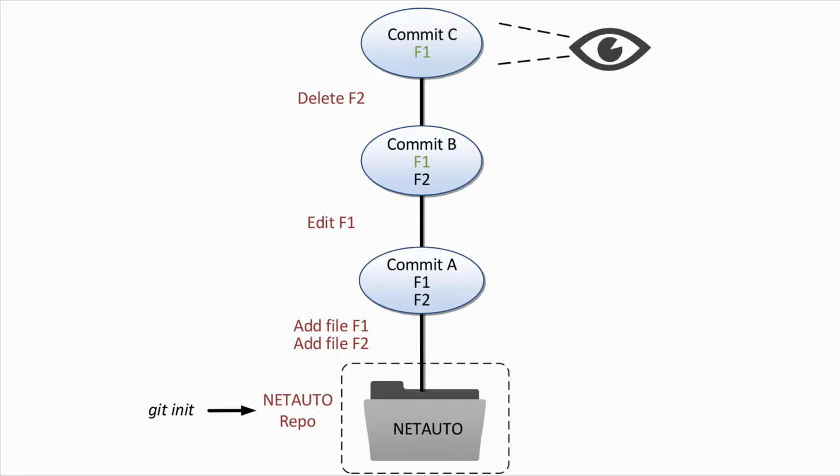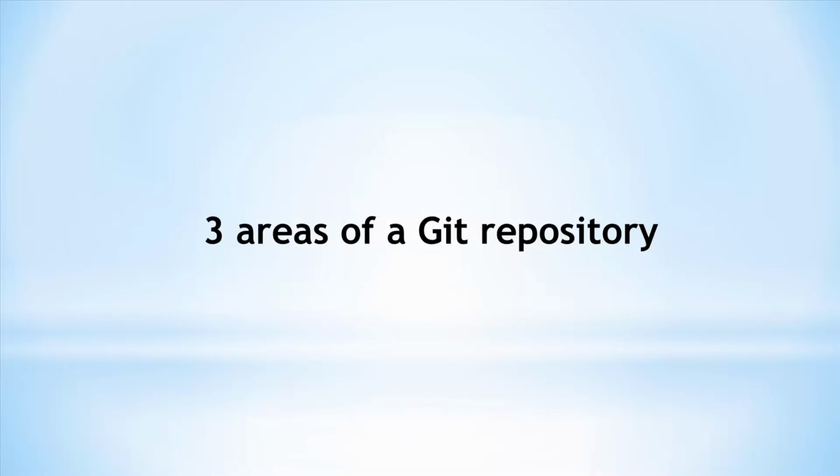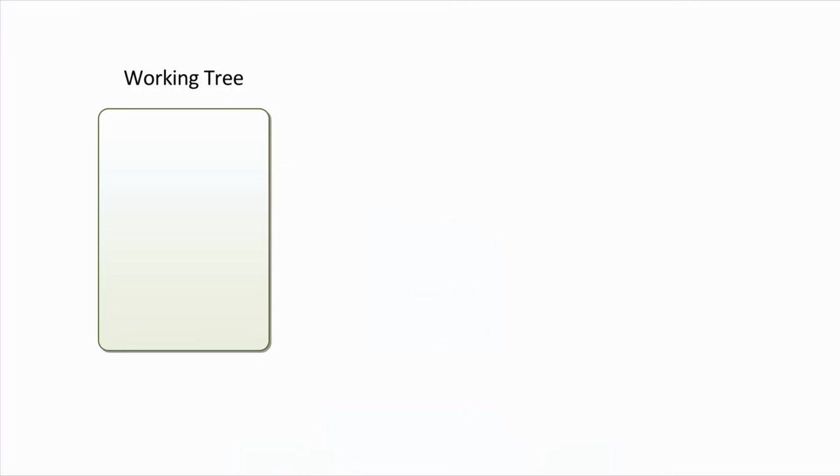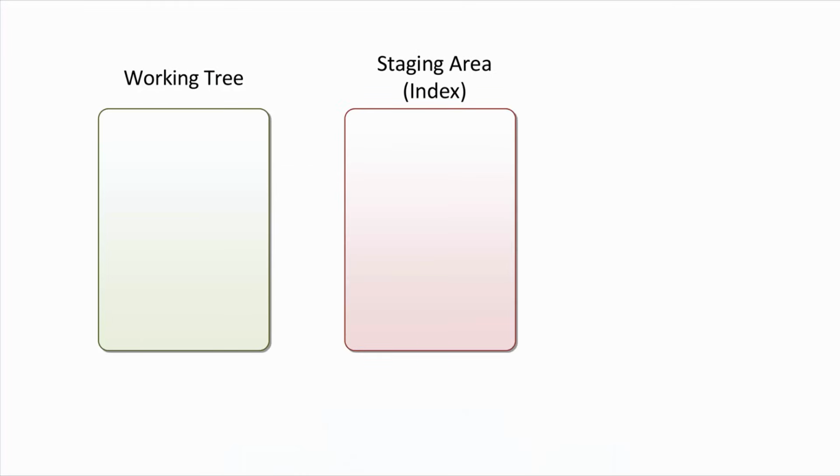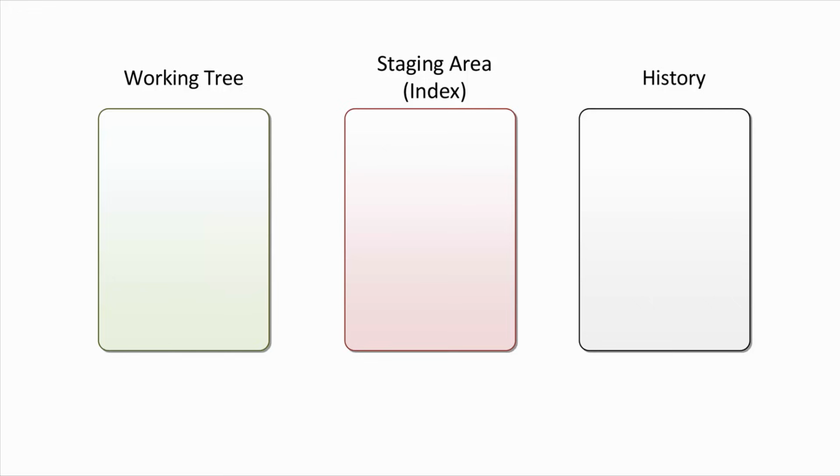Now let's start talking about the three conceptual areas of a Git repo. In Git, we have three logical areas in which we work with our files. We have the working tree, the staging area, and the Git history. The working tree is what we see on our file system. When we add, delete, and edit files, we do that in the working tree.